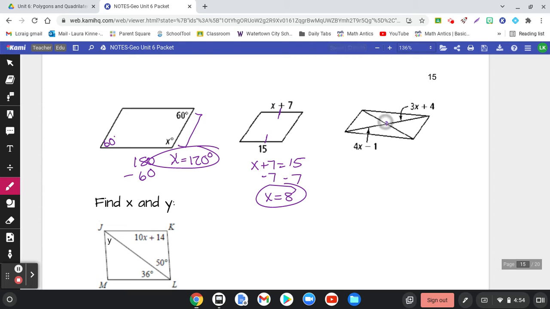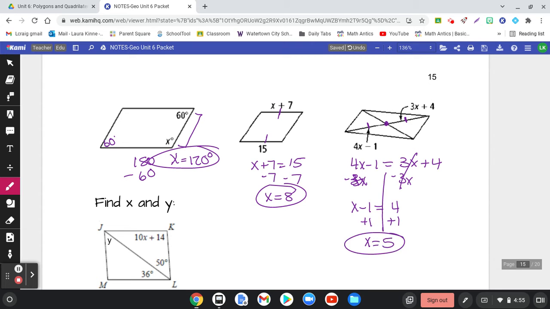All right, and then the diagonals, remember, bisect each other, so this is the same as this. So 4x minus 1 equals 3x plus 4. And back to a little algebra. I'm going to subtract the 3x to be with the 4x. We're going to subtract the 3x, so it's 1x minus 1 equals 4. And then add 1 to both sides. X equals 5. And that's all you had to find. If you had to find each part of the diagonal, you could plug it in. And we'll look at some like that.